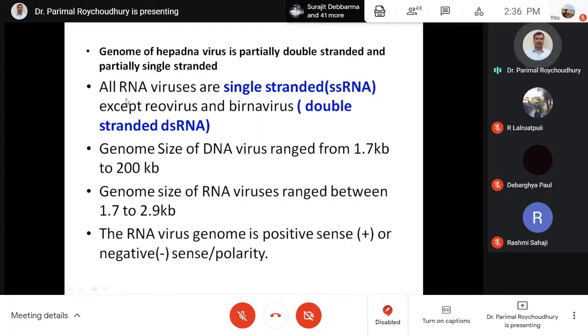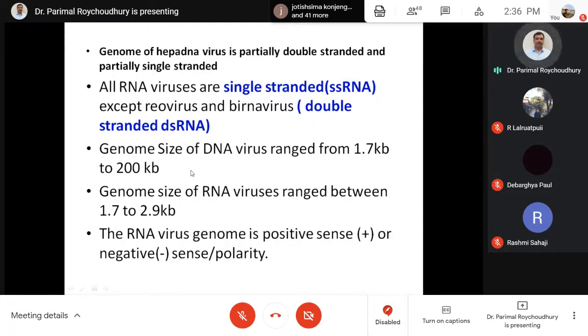Similarly, when we talk about RNA viruses, you'll find that in the majority of RNA viruses, the RNA is single-stranded, as all of you have studied that all RNA is single-stranded. Yes, in fact, in the majority of RNA viruses the genome is single-stranded. However, there are two categories of RNA viruses of our importance. One is the reovirus, and the other is the birnavirus. These two groups of viruses possess double-stranded RNA. Okay, so these are some of the very peculiar things that we could observe among the viruses.